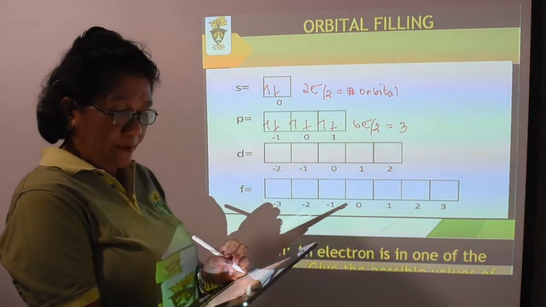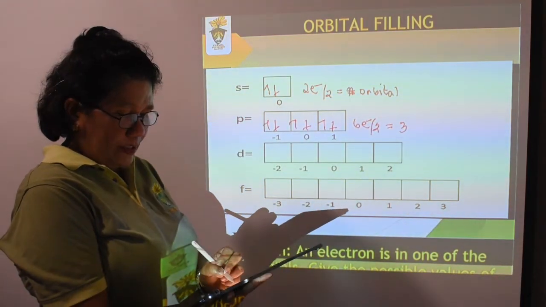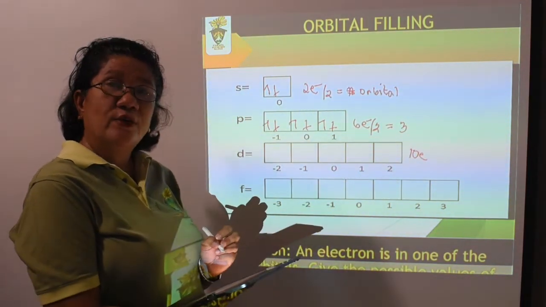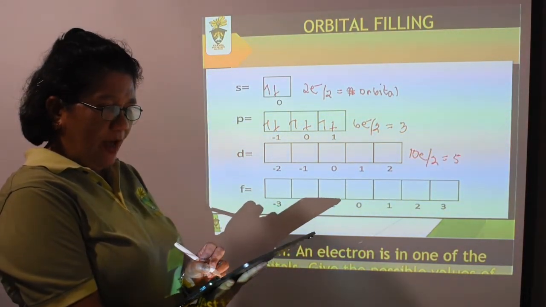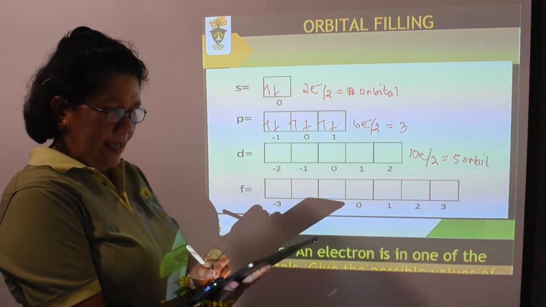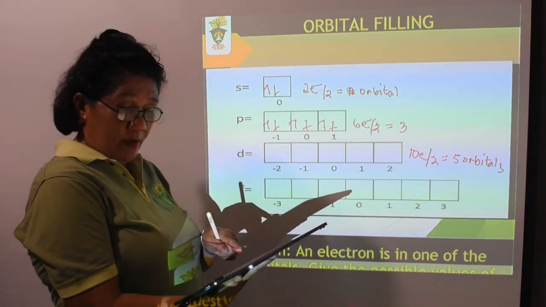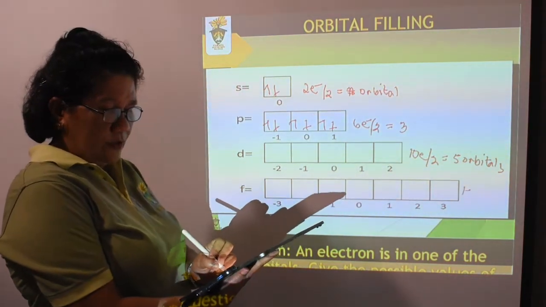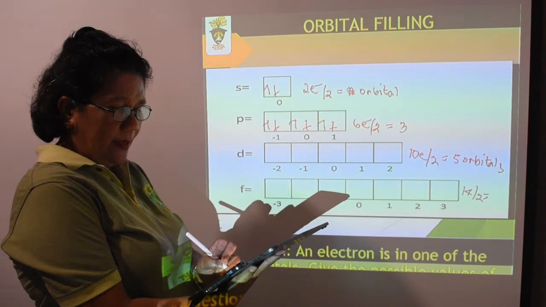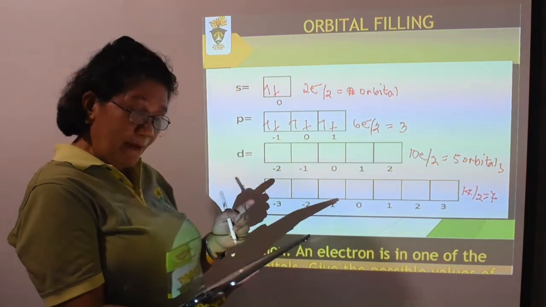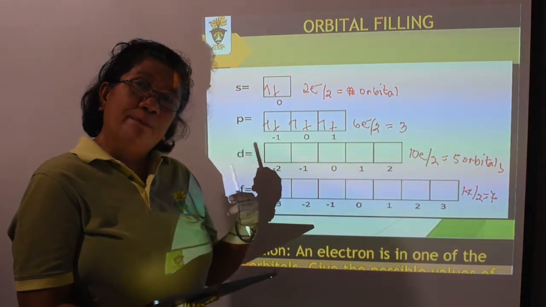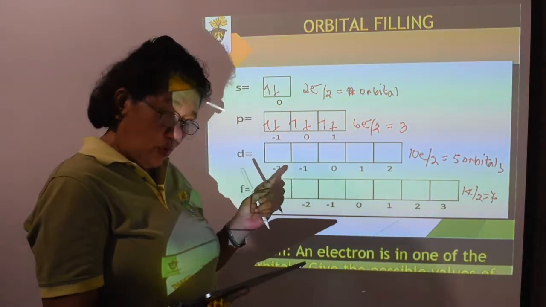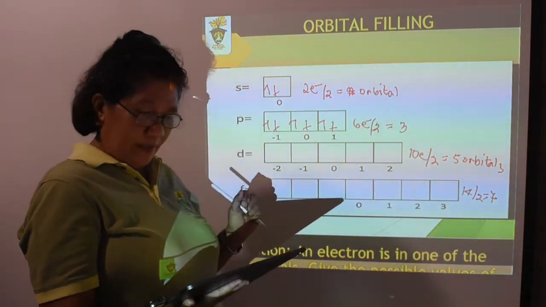For the D, there will be 5 orbitals because there are 10 electrons, divided by 2, that is equal to 5 orbitals. Okay? And for the F, you have 14 electrons. Divide by 2, you have 7 orbitals. Same process. It will occupy first all the up before you go back to the first orbital.